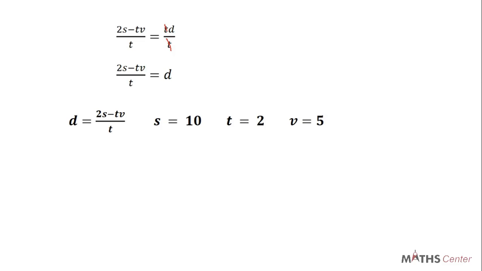The question said that we should find the value of d when s is equal to 10, t is equal to 2, and v is equal to 5. So we are going to substitute these new values into our new formula. Wherever we see s, we replace it with 10. Wherever we see t, we replace it with 2, and wherever we see v, we replace it with 5. Now when we do that, we are going to get 2 times 10 minus 2 times 5 divided by 2. When you do this computation on your calculator, you will find out that d is equal to 5.